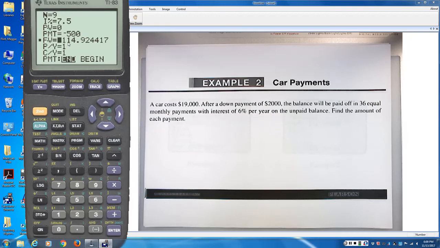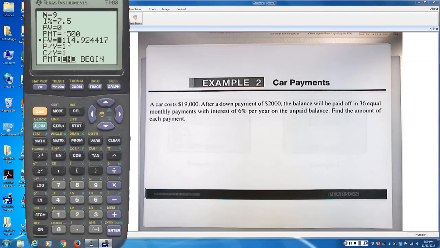So now for our second example, we've got a car. We want to make car payments. A car costs $19,000. You're going to pay $2,000 down, which is normal, around 20% down, or around 10% down. The balance will be paid off in 36 equal monthly payments with interest of 6% per year on the unpaid balance. Find the amount of each payment.